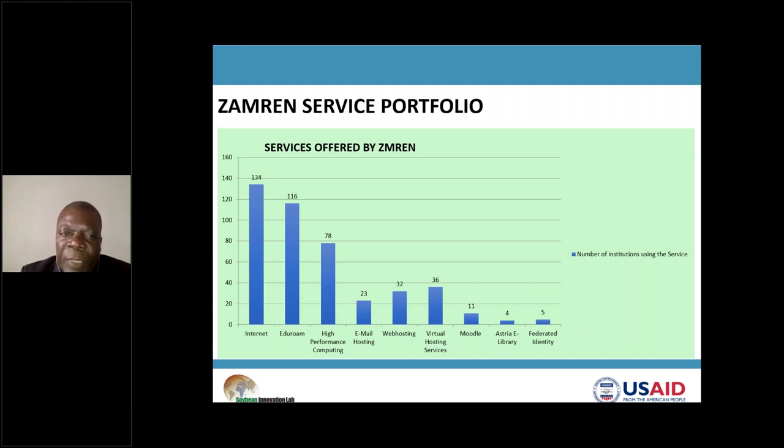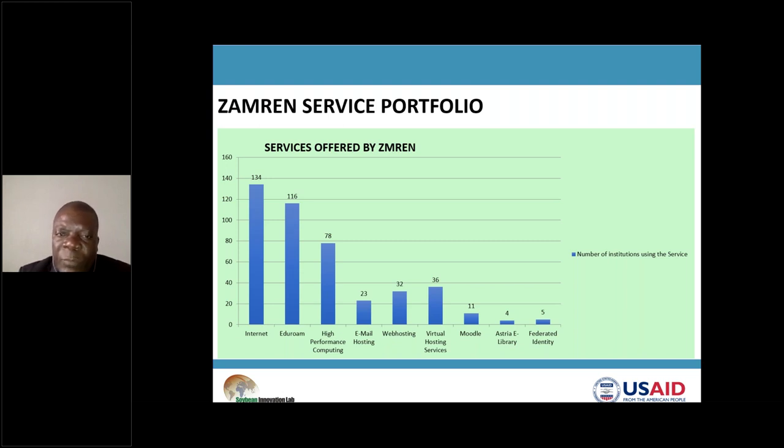We've also got high performance computing, 72 users, and these 72 users are cutting across Africa, coming from Benin, coming from Nigeria. So different users come and use our services. We have also seen of late the meteorological department of Zambia using our high performance computing to predict weather patterns. Yesterday they were predicting that it will go below 0 degrees Celsius, because they're using our high performance computing. We also have Moodle.